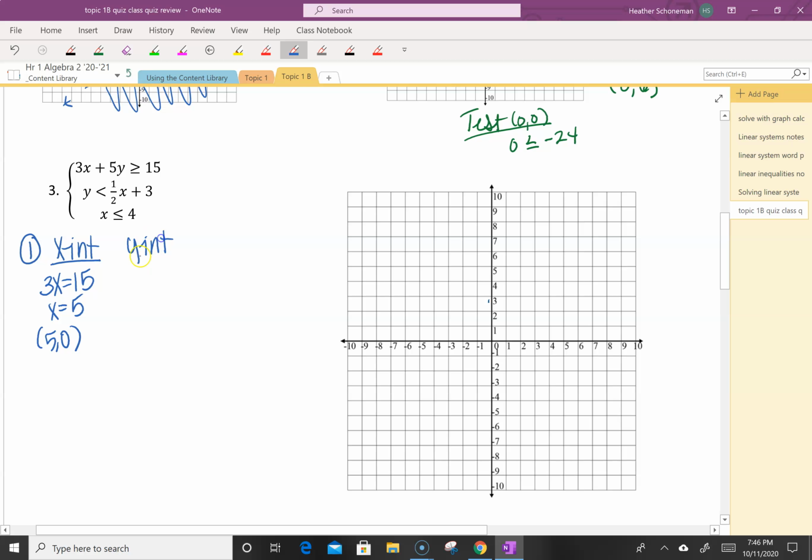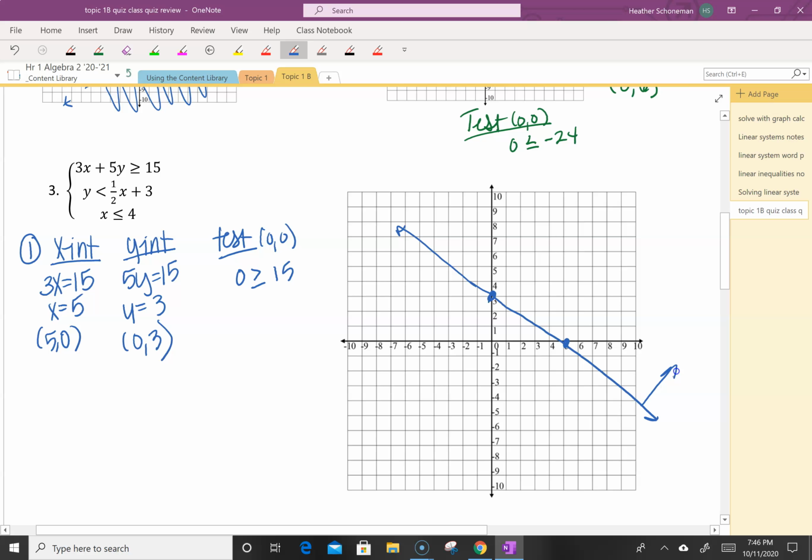My y-intercept is when x goes away. So I get 5y equals 15, so y equals 3, so that's (0, 3). It's greater than or equal to, so I'm going to have a solid line and closed dots. So I have (5, 0) and (0, 3), and connect the points. When I test it, I can use (0, 0) because it's not on the line. So I get 0 is greater than or equal to 15. That's false, so I need to shade away from the center.